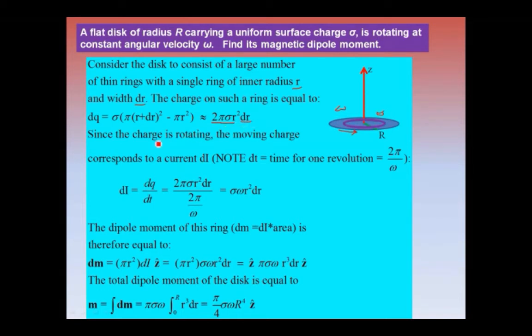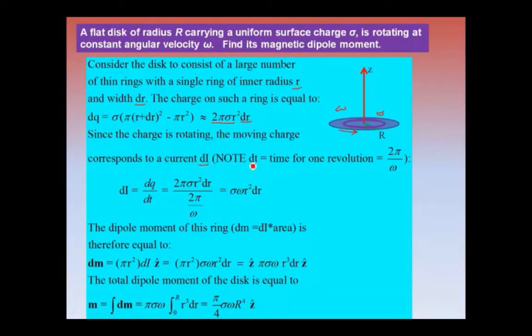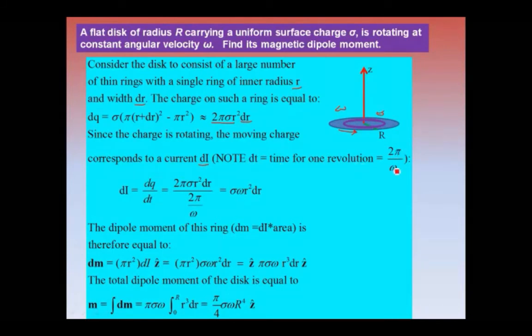Now the disk is rotating, so the charge is rotating, and that moving charge corresponds to a current, and we'll call that di. And so we're going to use the fact that dt is the unit of time. It's just going to be the time for one revolution. So we'll make it 2 pi over omega.